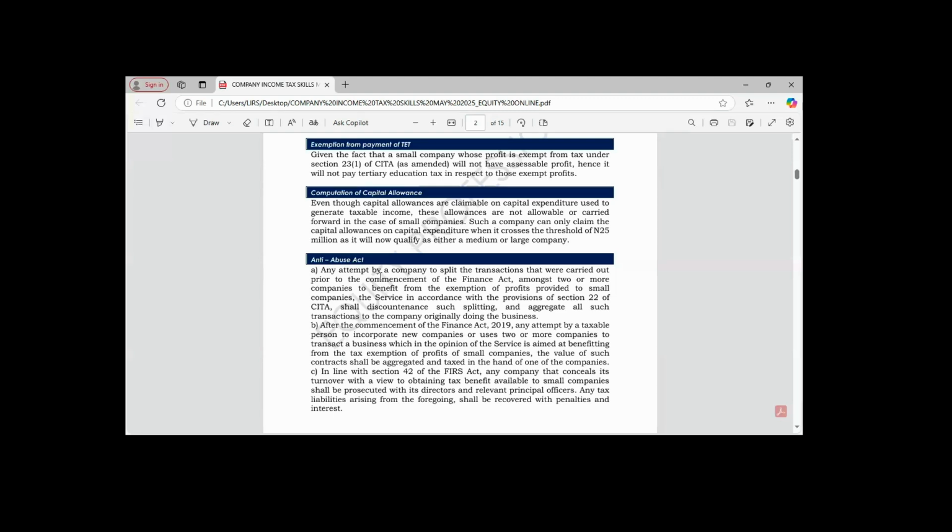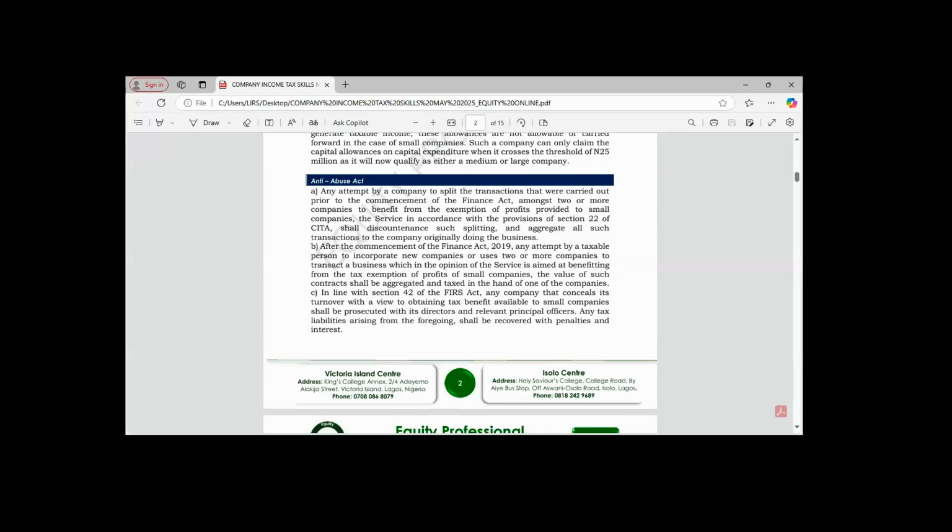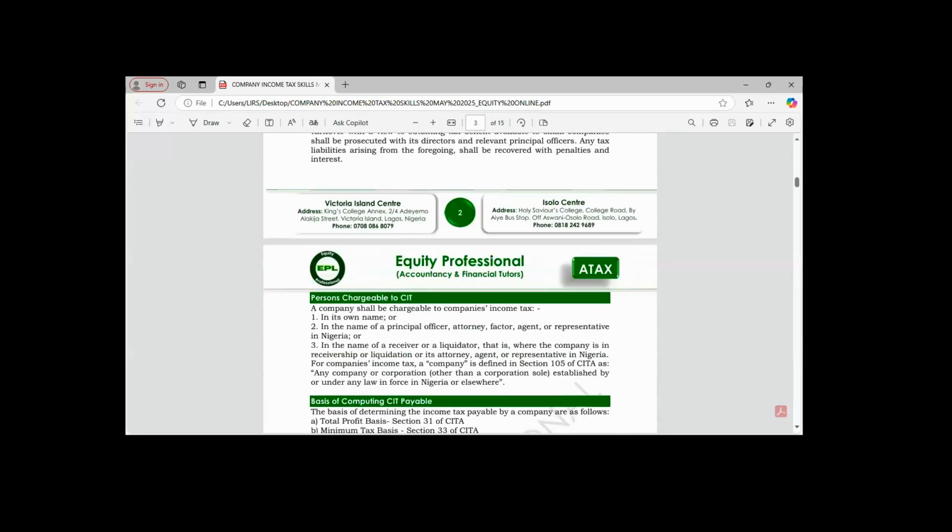The company will also be liable to an offense, which will be punishable with penalty and interest. So that is what the anti-abuse provision is about.